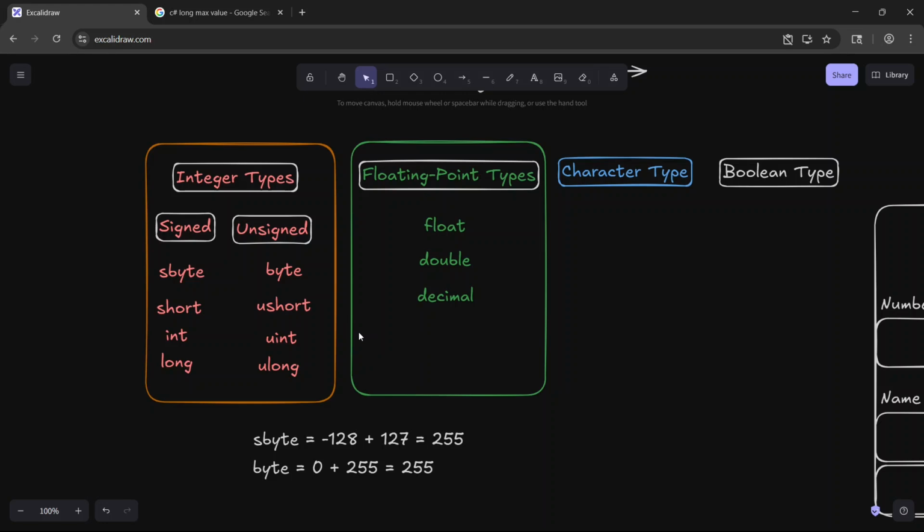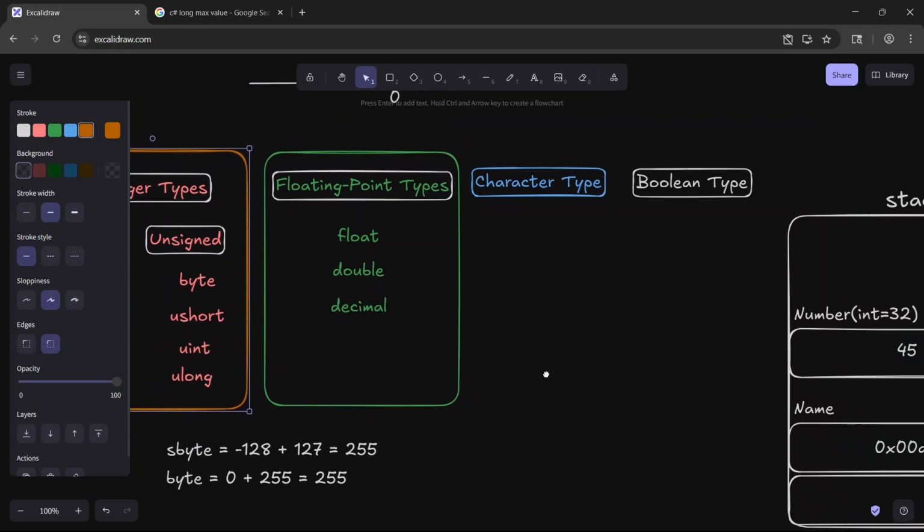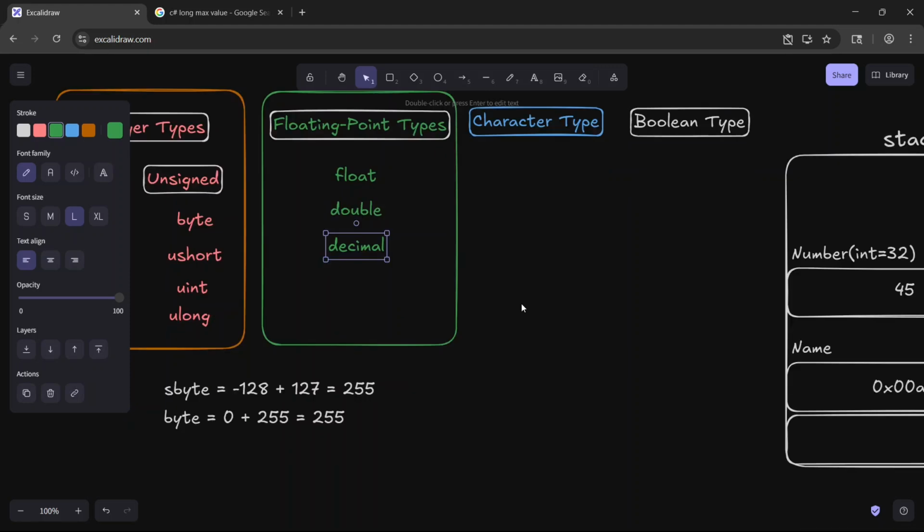All right. Next up, let's talk about floating point types. So we're done with the integers. Let's not touch that. Anyway, everything we've talked about until now, integers have been whole numbers. So let's talk about floating point types, more commonly known as fractions, or decimals. There are three floating point types. We have the float, we have the double, and we have the decimal. Let's start with float.